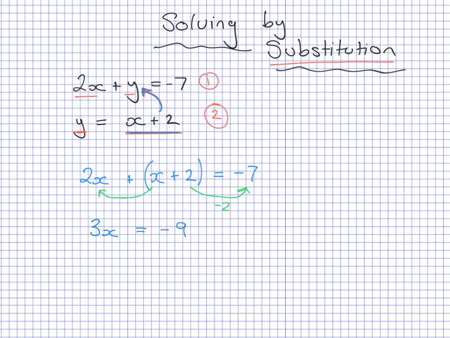Now you can clearly see here that if I divide by 3, minus 9 divided by 3 is going to be a nice whole number. So x equals minus 3.